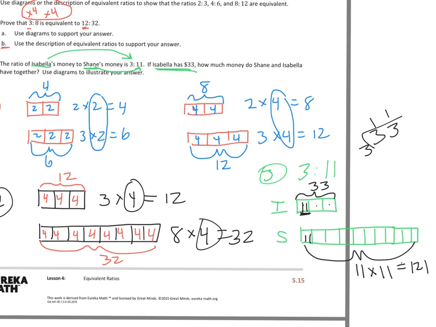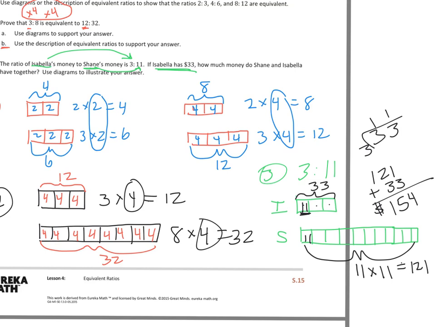So that's how much Shane has. But that's not the question. The question states, how much money do Shane and Isabella have all together? So I'm going to do 121 plus 33 because I need both values added. And I should end up with 154, which is dollars.